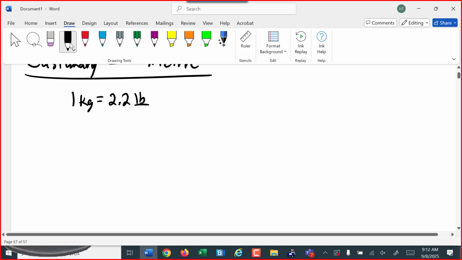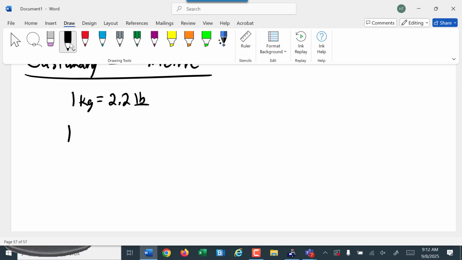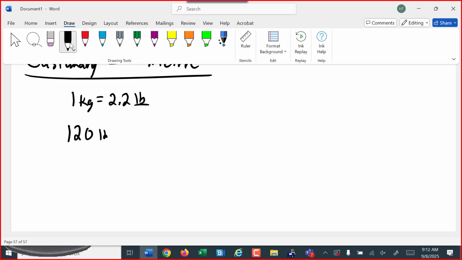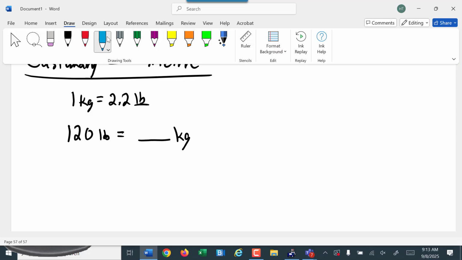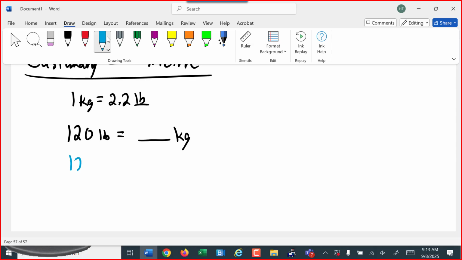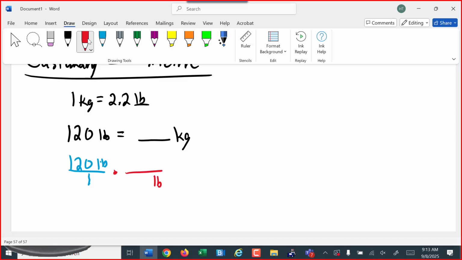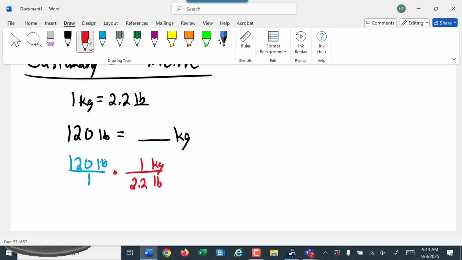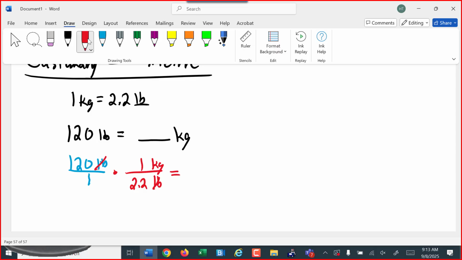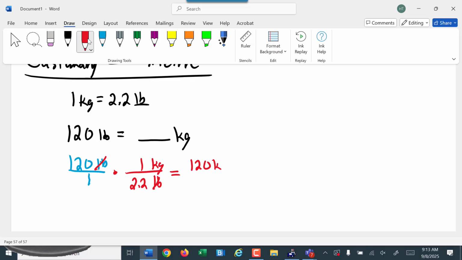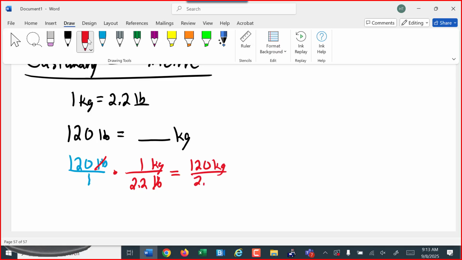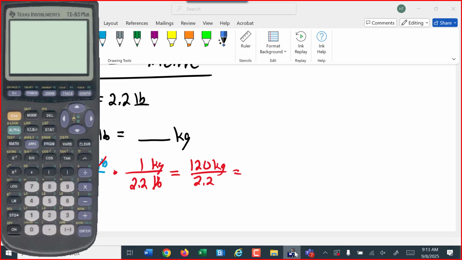If I know that a patient comes in at 120 pounds, and I need to know what that is in kilograms for dosage, well, I'll do my dimensional analysis. I'll put my 120 pounds over 1. I need to get rid of pounds, so I'm going to put pounds on bottom so that they'll cancel out. Kilograms on top. 1 kilogram is 2.2 pounds. Pounds cancel out. On top, 120 times a kilogram is 120 kilograms. On bottom, 1 times 2.2 is 2.2. And we'll divide it out.